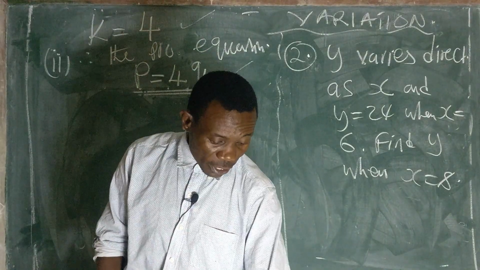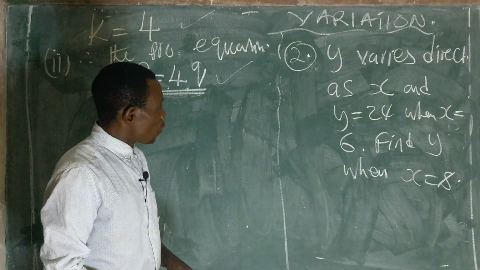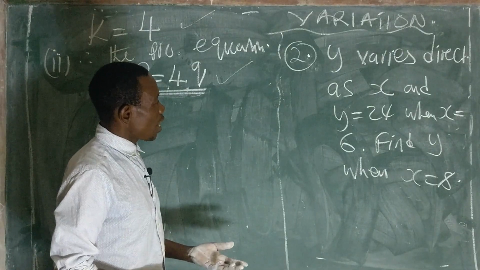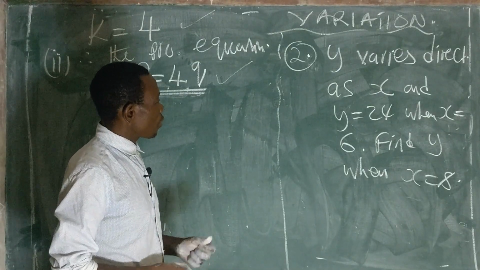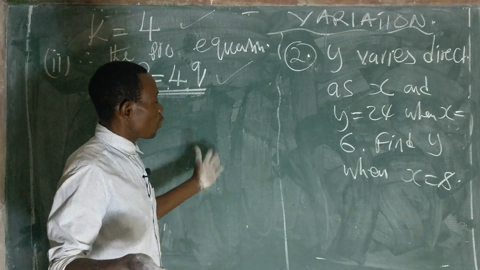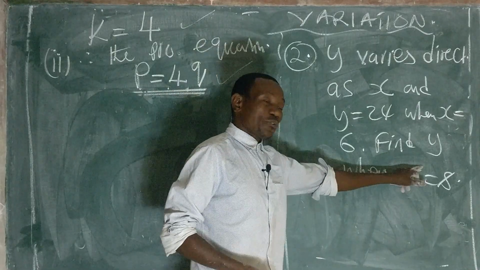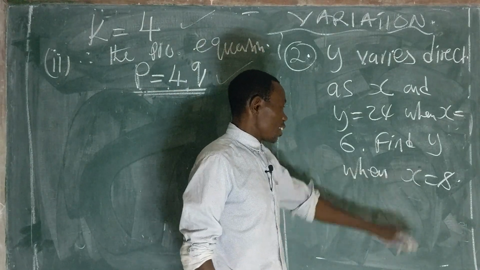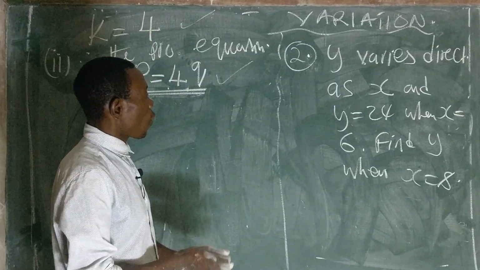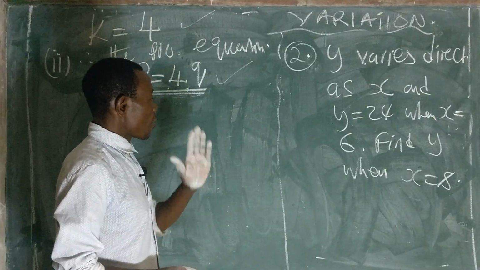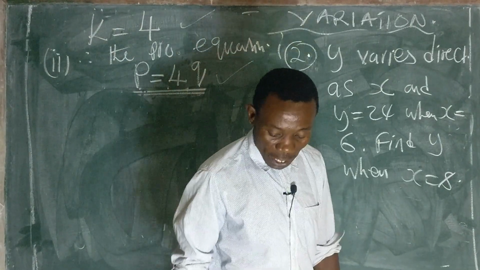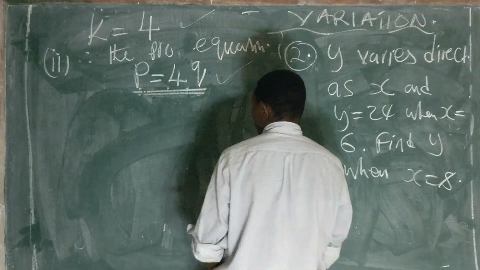You can see now the logic that we're using here. We first of all know the direct variation, the talk of the relationship, the equation, the constant. Little by little, now we know how to calculate one of the quantities in the relationship. So Y varies directly as X, and Y is 24 and X is 6. Find Y when X is 8.